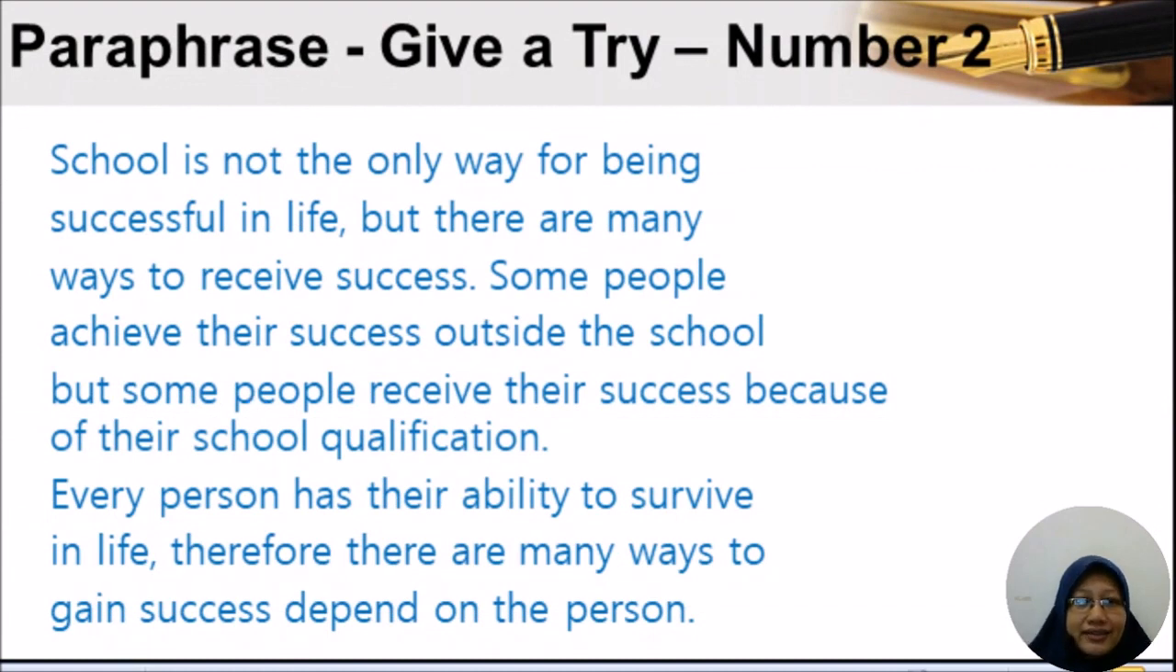Okay, the second try. School is not the only way for being successful in life, but there are many ways to achieve success. Some people achieve their success outside the school, but some people achieve their success because of their school qualification. Every person has their ability to survive in life. Therefore, there are many ways to gain success depending on the person. You can try to paraphrase this paragraph.